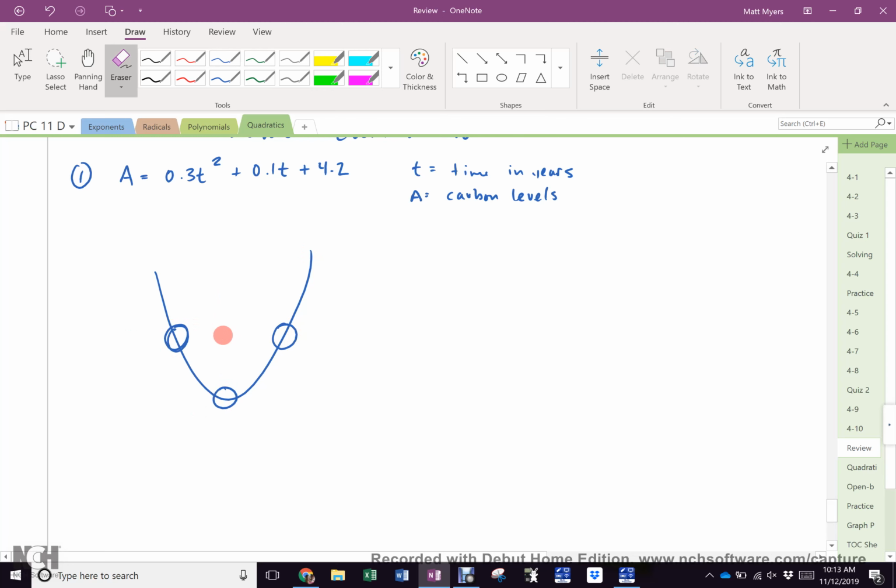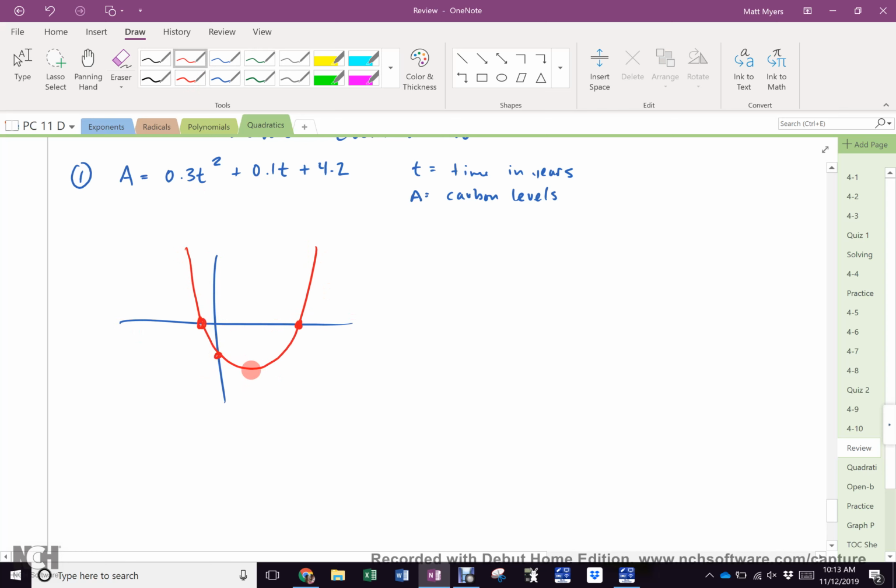Actually, you know what I'm going to do? I just want to do something a little different here. I want to draw it this way, because I don't want the vertex to be on the y-intercept. That's an important point.